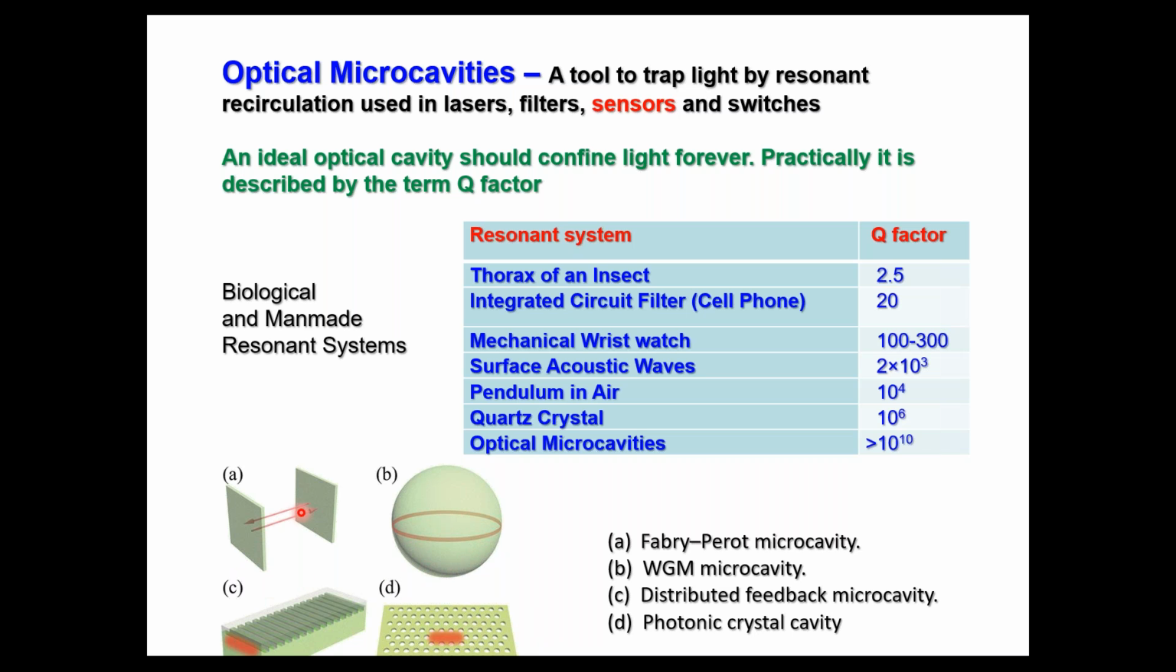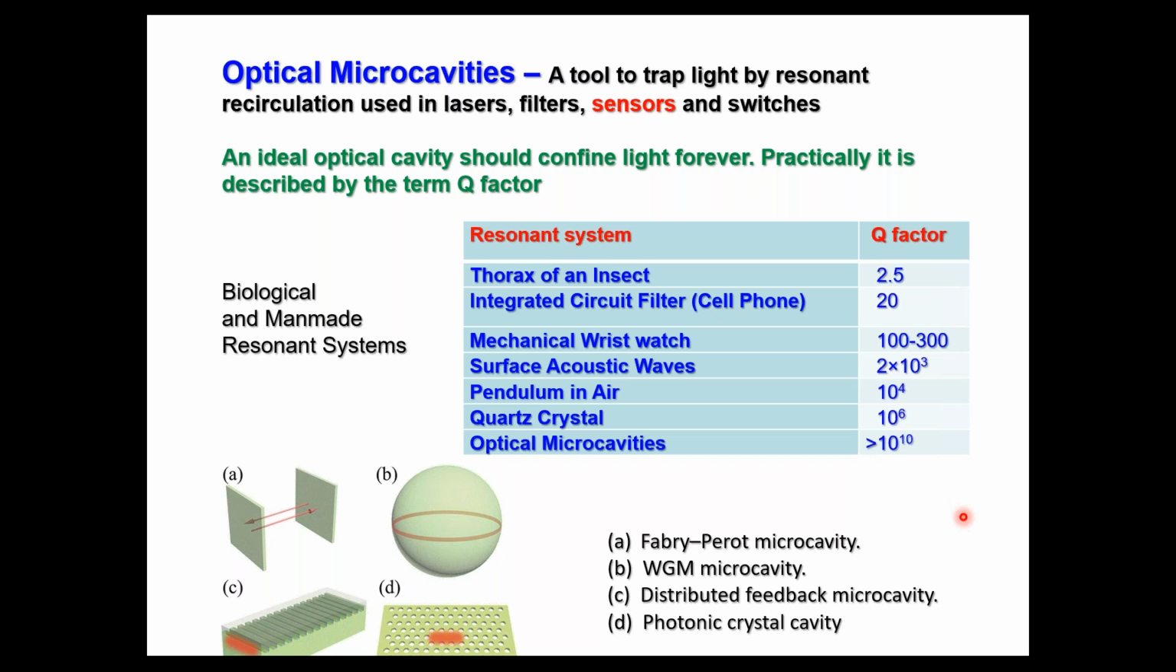But the speciality is that this is something that is very common to the lasers, bulk, but these structures are very small, maybe microns in size. So these structures can be a tool to trap the light, so that it can be used as filters, as lasers, sensors, and switches.